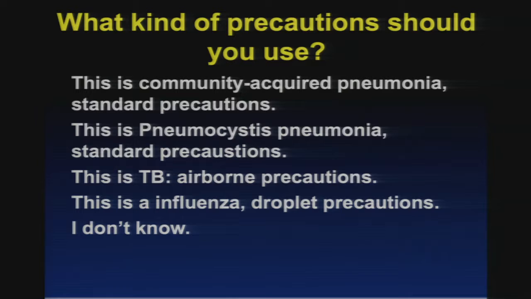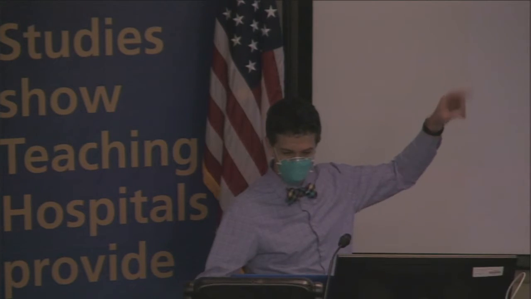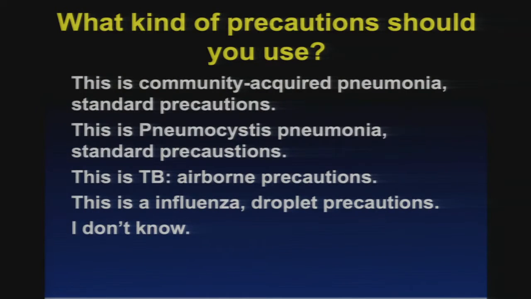What kind of precautions do you use? A, this is community-acquired pneumonia, standard precautions. B, this is pneumocystis pneumonia, also standard precautions. C, this is tuberculosis, airborne precautions. D, this is influenza, droplet precautions. E, I don't know. All right.